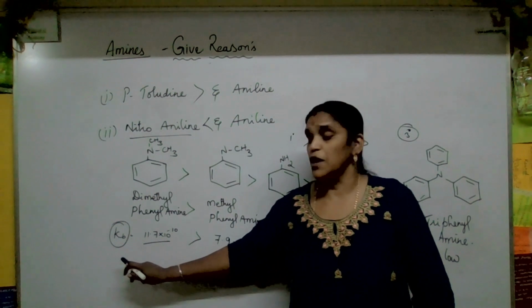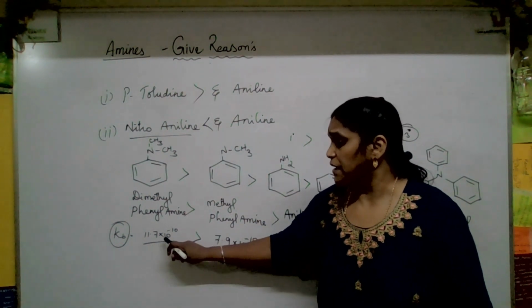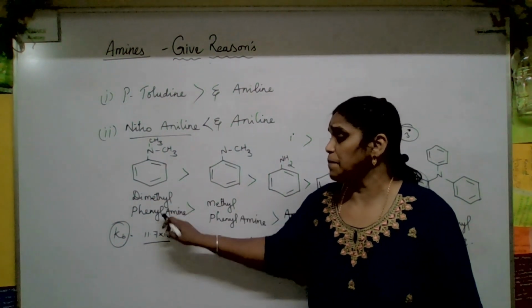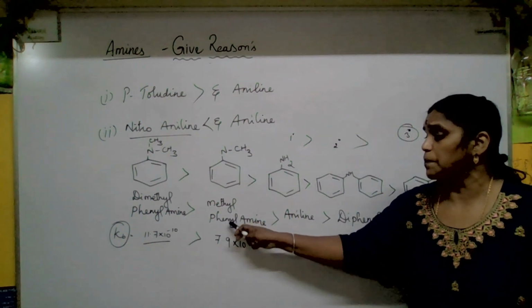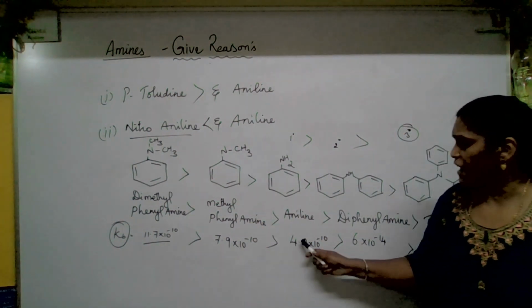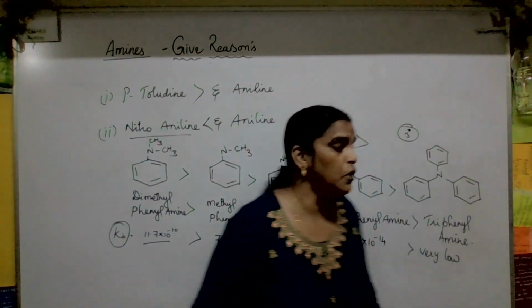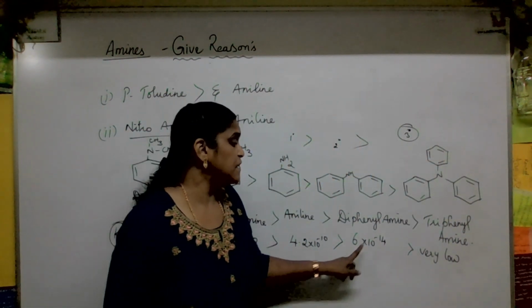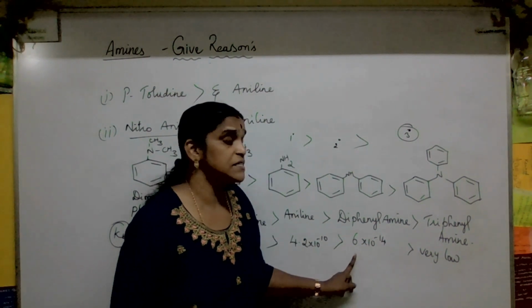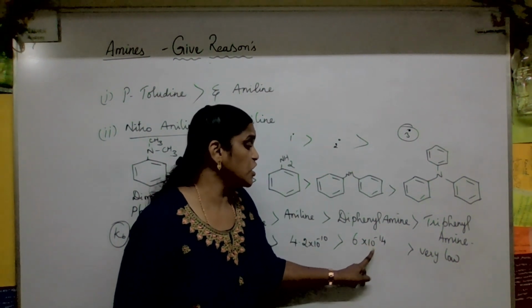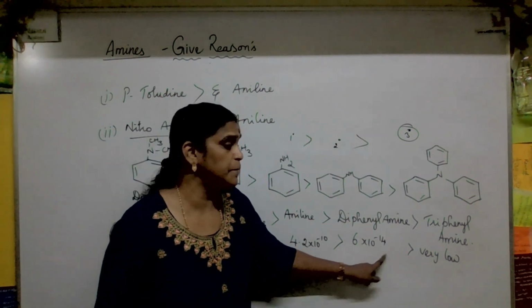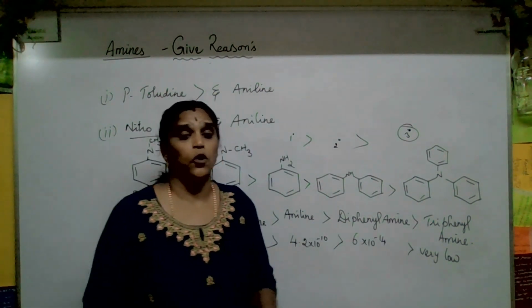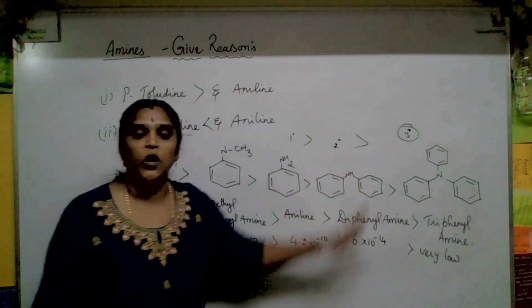The Kb equilibrium values are 11.7 into 10 to the power of minus 10 for dimethyl phenylamine, 7.9 into 10 to the power of minus 10 for methyl phenylamine, and aniline of course 4.2 into 10 to the power of minus 10, and diphenylamine is 6.6 into 10 to the power of minus 14. Look at this: minus 10 and this is minus 14, and the last one is very low, we could not identify it. Hope you're clear with this.